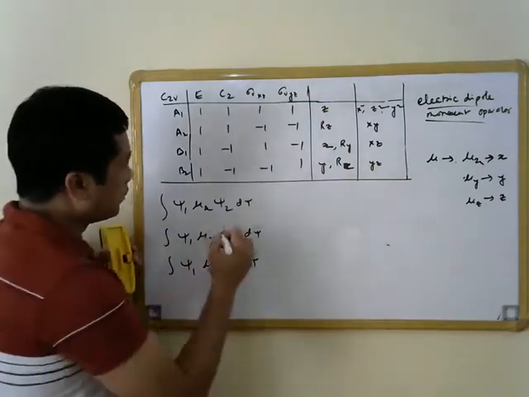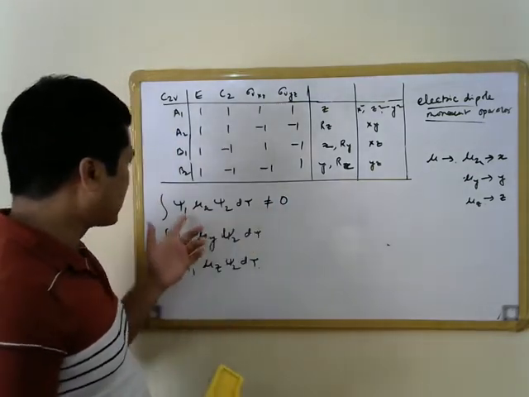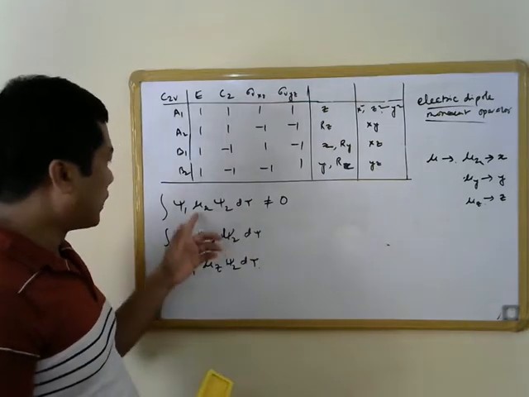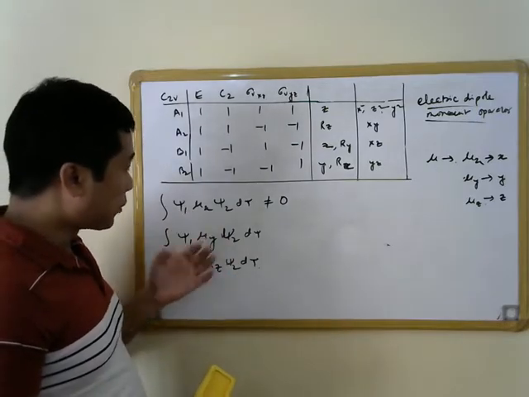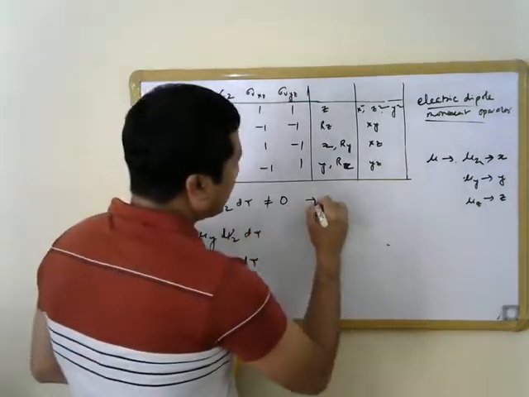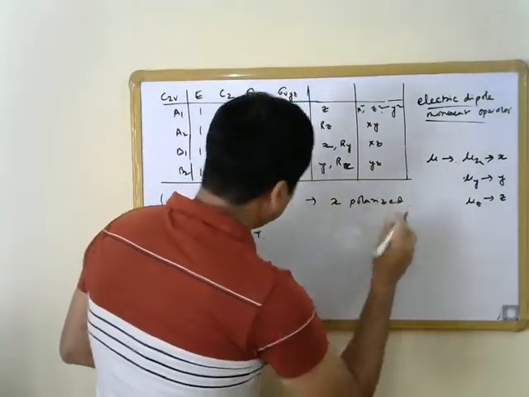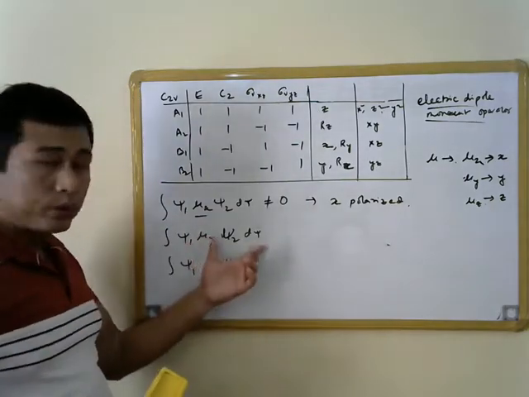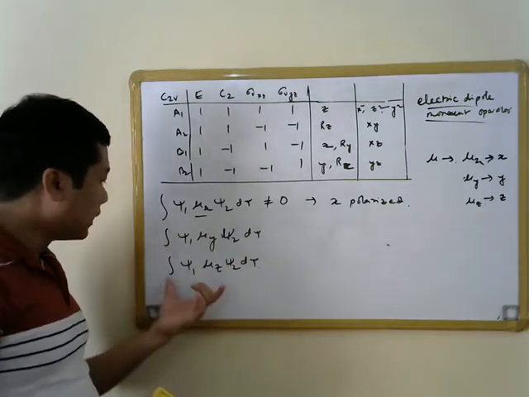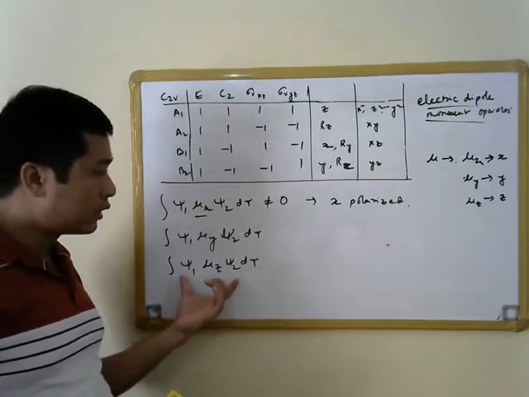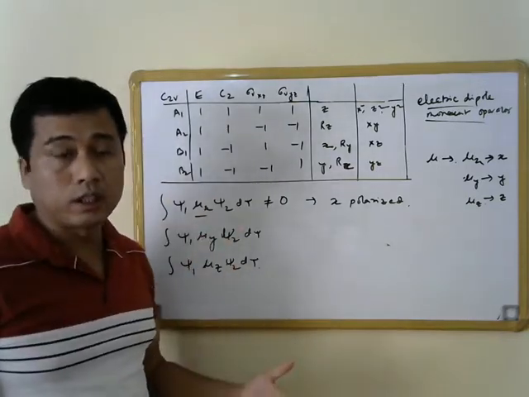And if this integral is non-zero, that is, when we take mu x as the dipole transition moment operator here, then we say that particular transition is x polarized. Similarly, if this particular integral is non-zero, then the transition is essentially y polarized, and if this integral is non-zero, then we will say that the particular transition from psi 1 to psi 2 is essentially z polarized.